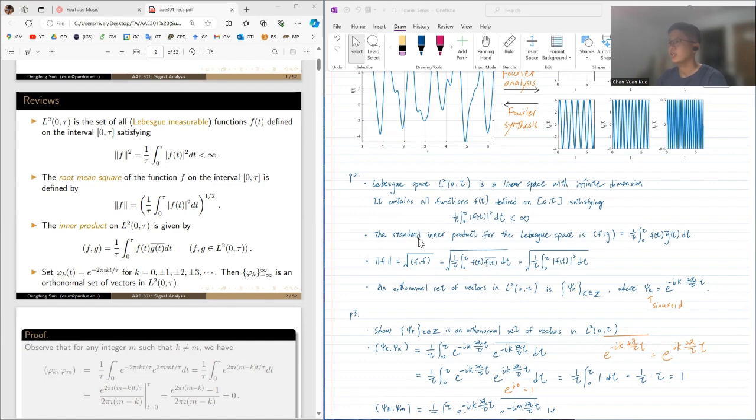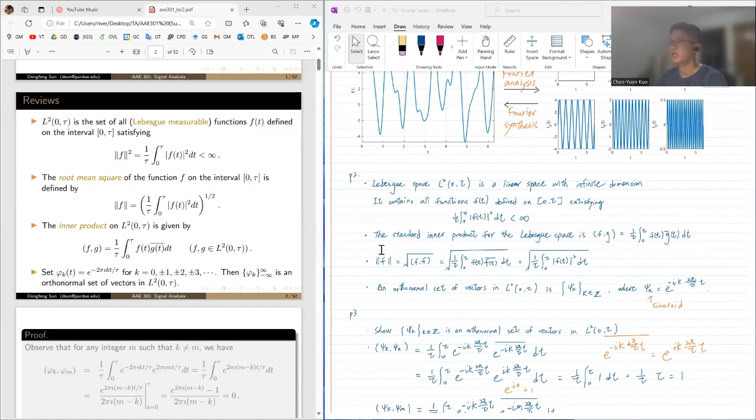We can also define the standard inner product for the Lebesgue space. Given two functions in the Lebesgue space, f of t and g of t, the inner product of f and g will be 1 over tau times the integral of f of t times the complex conjugate of g of t, from 0 to tau, with respect to t.